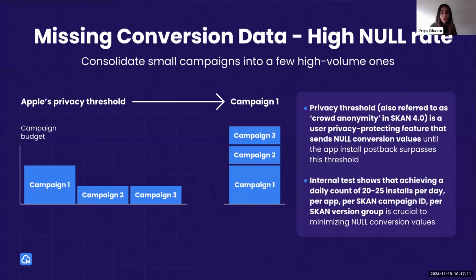budget. For Moloco's advertisers, we recommend consolidating small campaigns into a few high-volume ones, and we also recommend setting budgets that yield a minimum of 20 to 25 installs per day. This is in line with AppsFlyer recommendations, which Gil will share shortly.